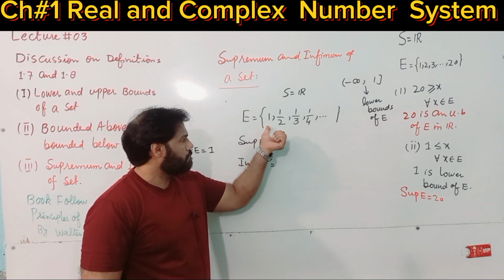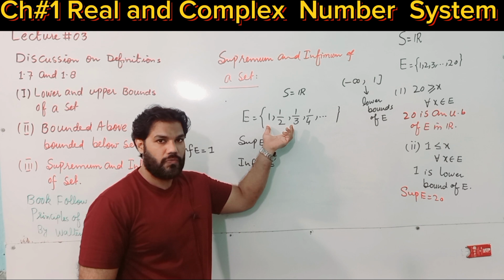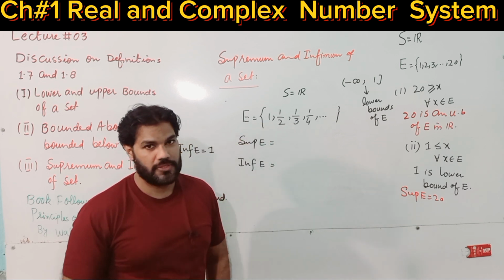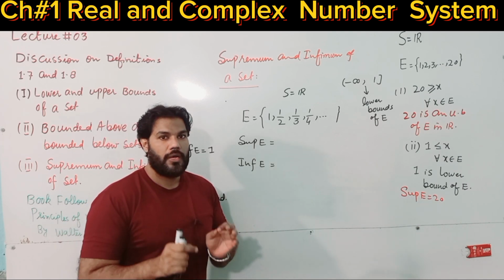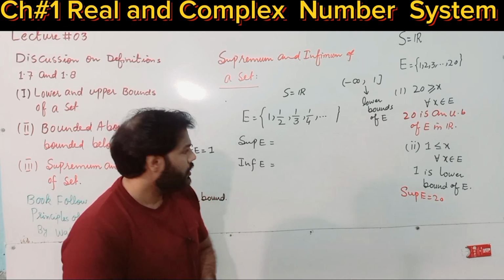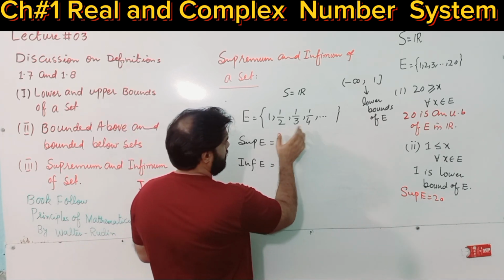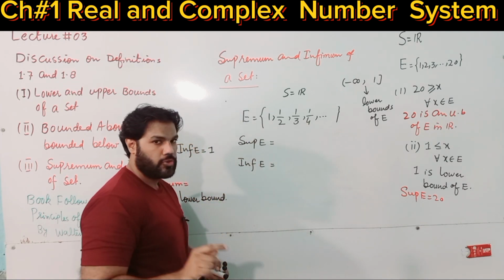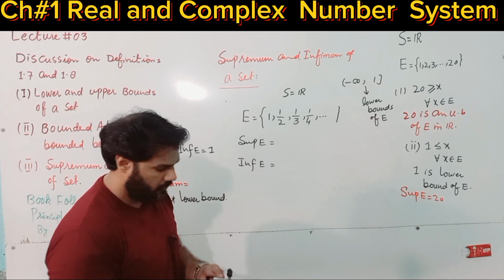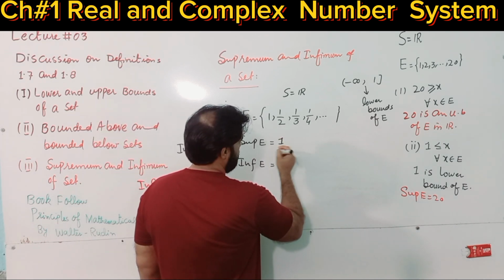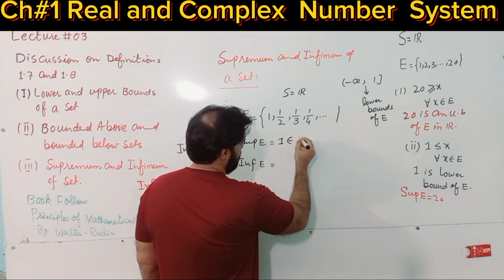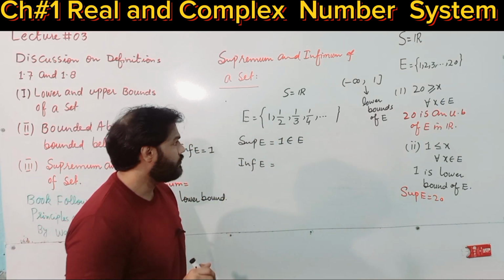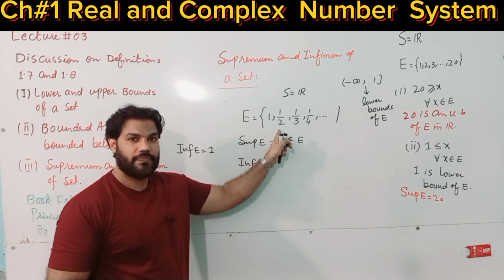Okay, supremum. We know that a real number is called the supremum of E if it is greater than or equal to every number of E. You can see that the largest number among the elements of this set E is 1. So the supremum of this set is 1, and in this case the supremum of E belongs to the set E. But on the other hand, can you find the smallest number of the set E?